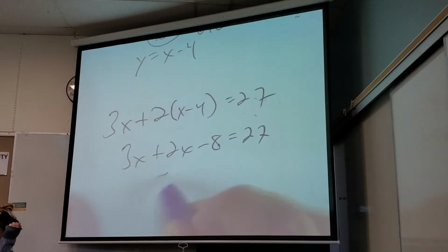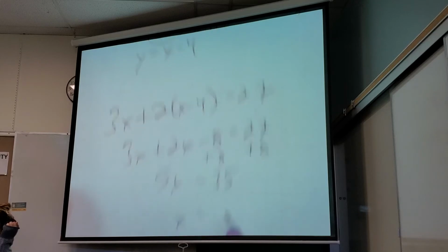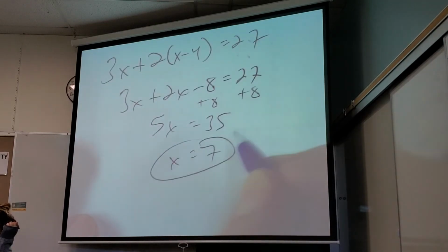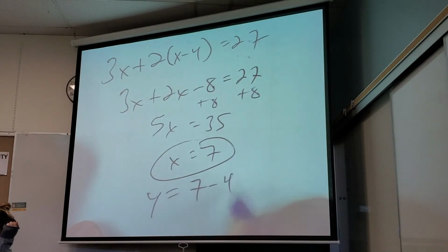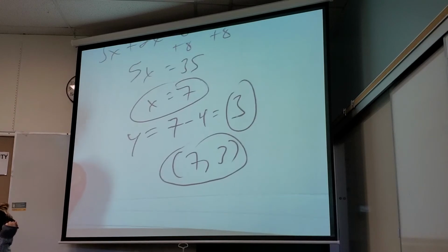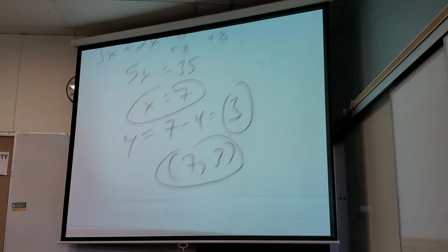So then you get 5x, I can add 8, equals 35, so x is 7, that sounds familiar, right? And once I know x, y is x minus 4, so y is 3. Same answer. I like it. I like it.